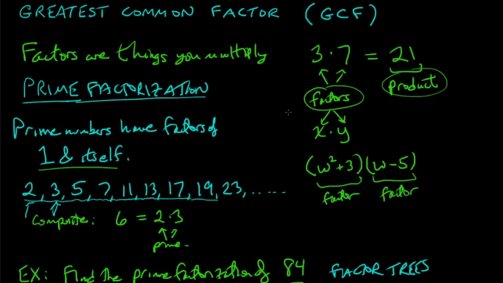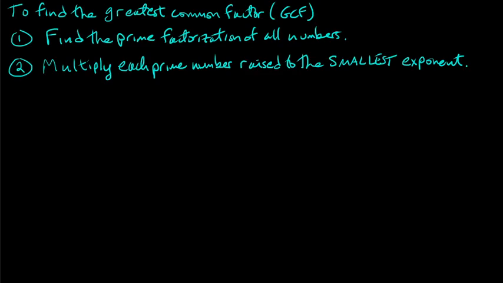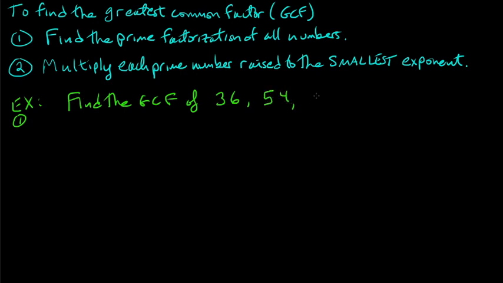Now we can go back to finding the greatest common factor. Okay, so let's do that next. To find the greatest common factor, you're going to do two things. It's just two steps. You find the prime factorization of all the numbers that are given to you on the list. And then you multiply each prime number raised to the smallest exponent that you see on the list. So here's our first example. Find the GCF, the greatest common factor, of the numbers 36, 54, and 90.